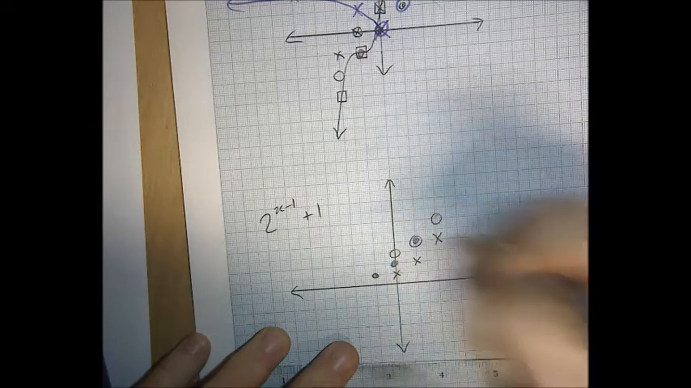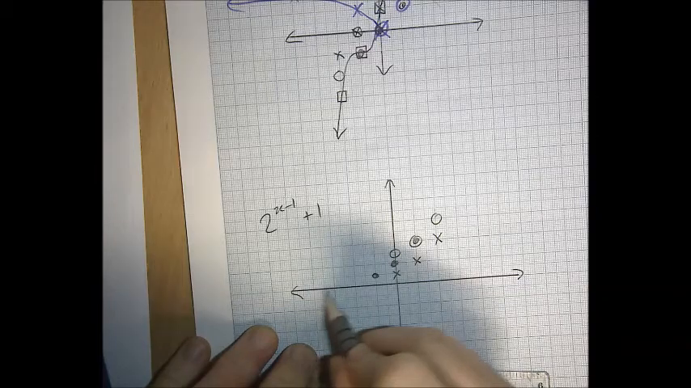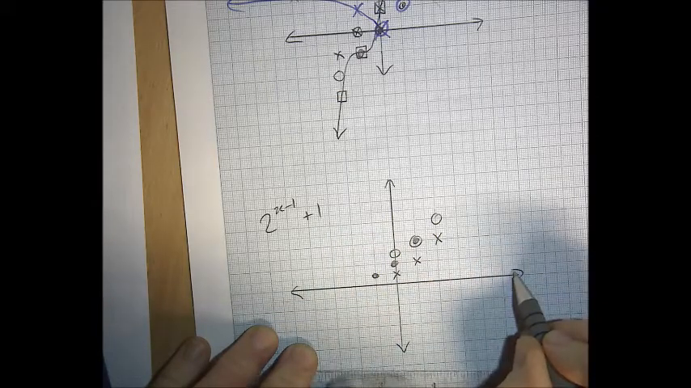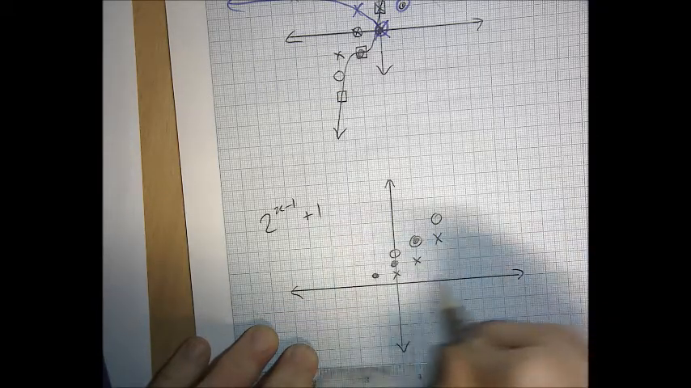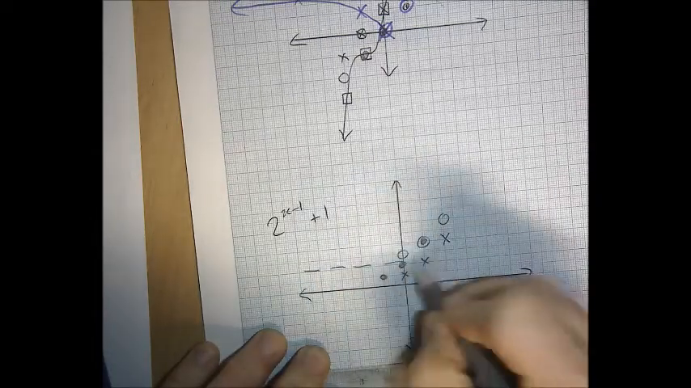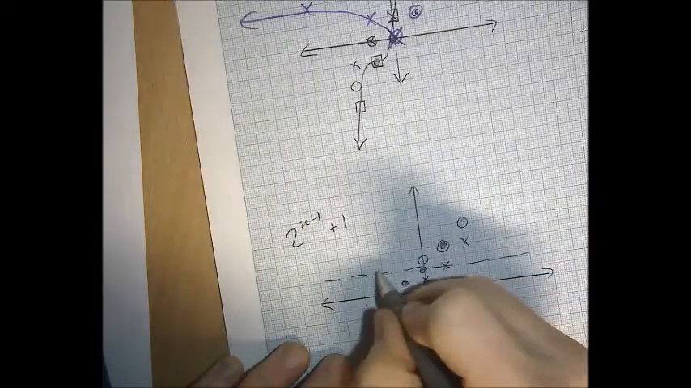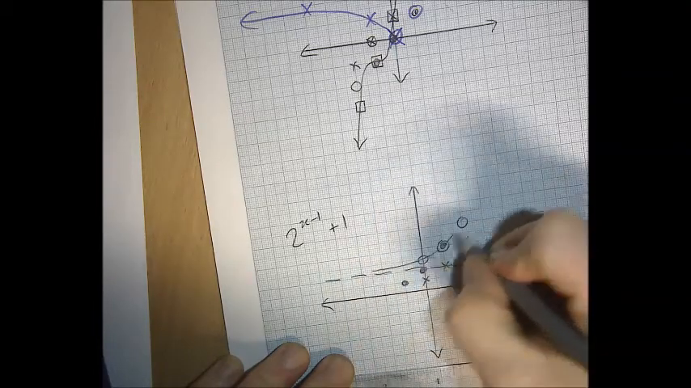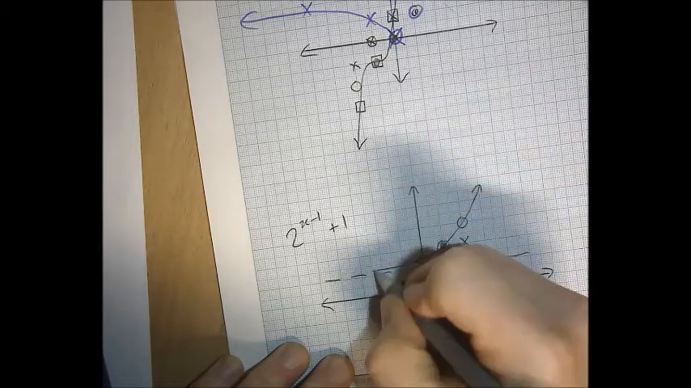Now, we also have to be careful with the asymptote. The asymptote used to be here. It got moved 1 to the right, so it's still along here. And then it got moved 1 up. So this is the final graph.